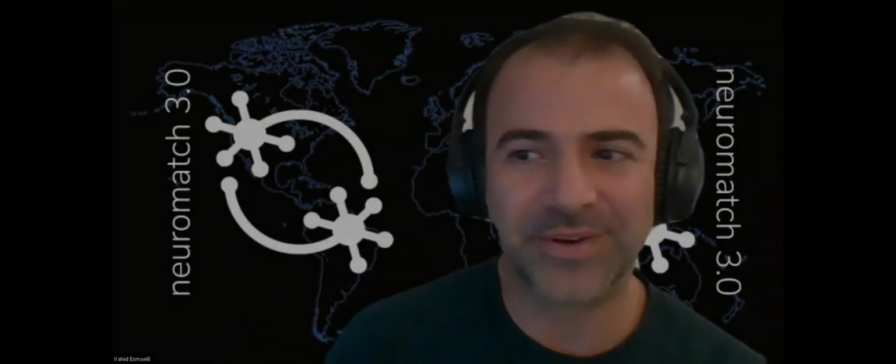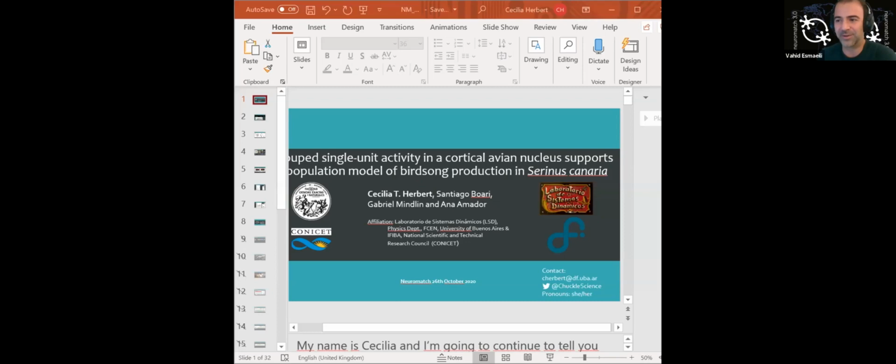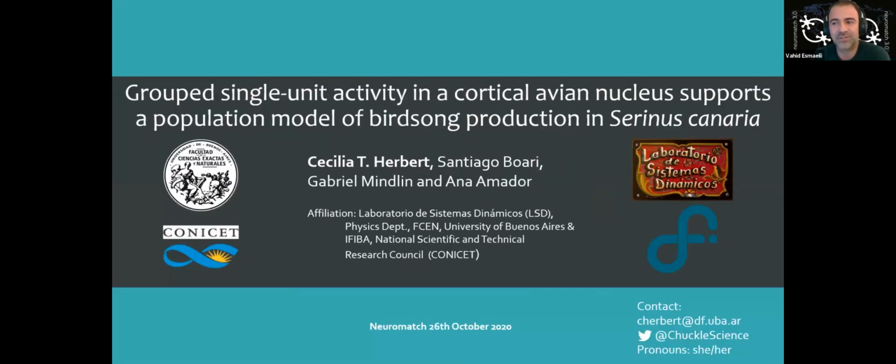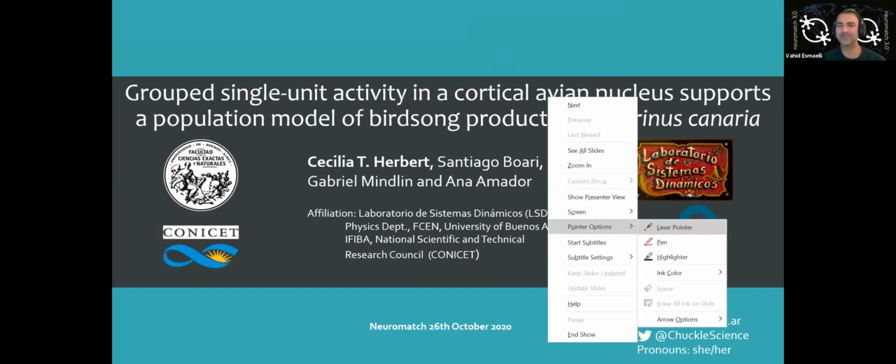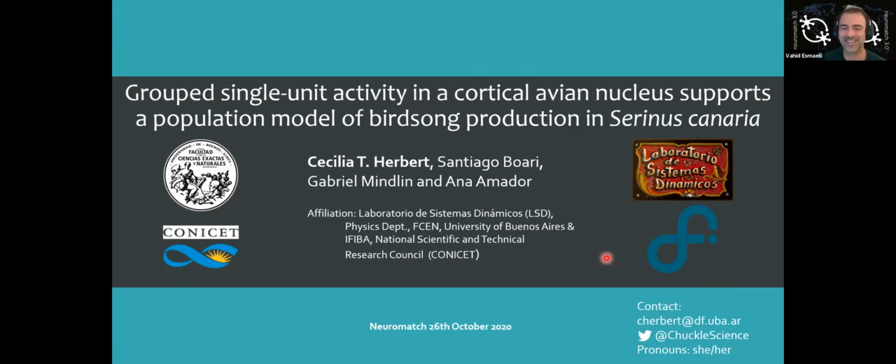And we will move to our next speaker, which is from the same lab as Javier briefly also introduced, Cecilia Herbert. She's a PhD student in the lab of Gabriel Mindlin at the Institute of Physics in Buenos Aires. And she will tell us now about actually these coding schemes, I think, that Javier introduced that could be studied in the canary song. So stage is yours, Cecilia.